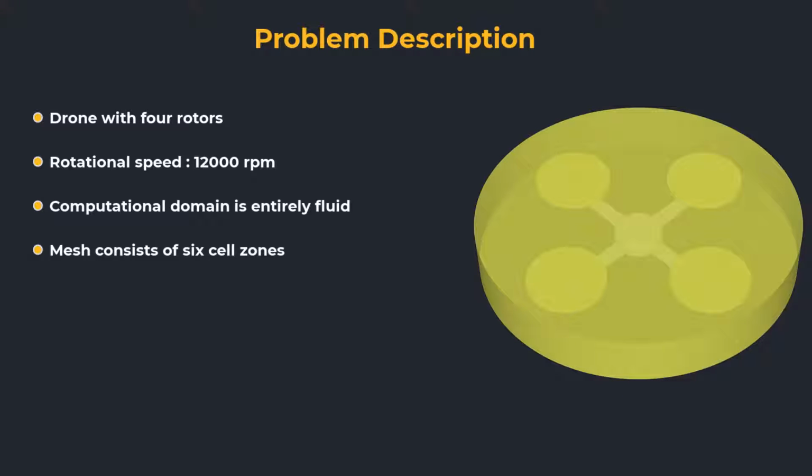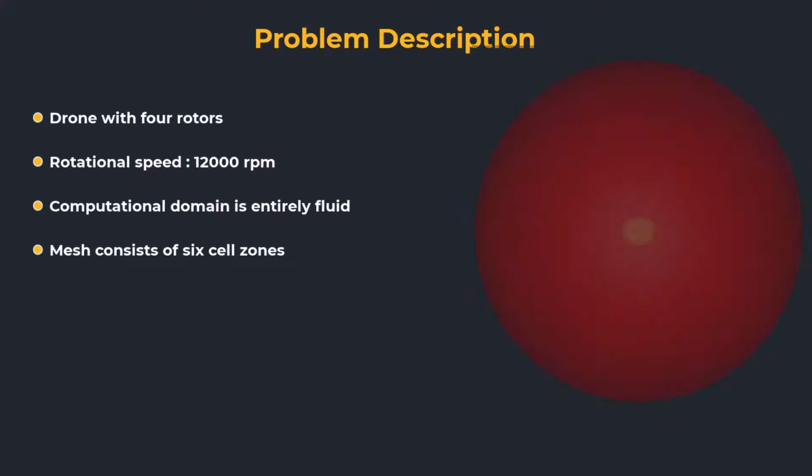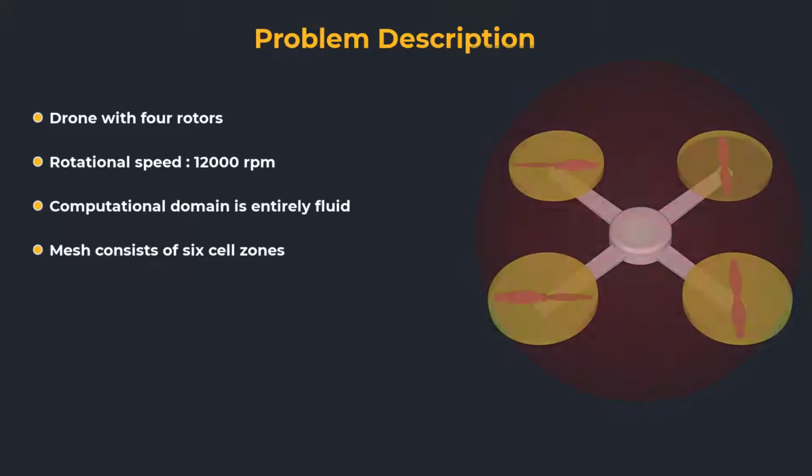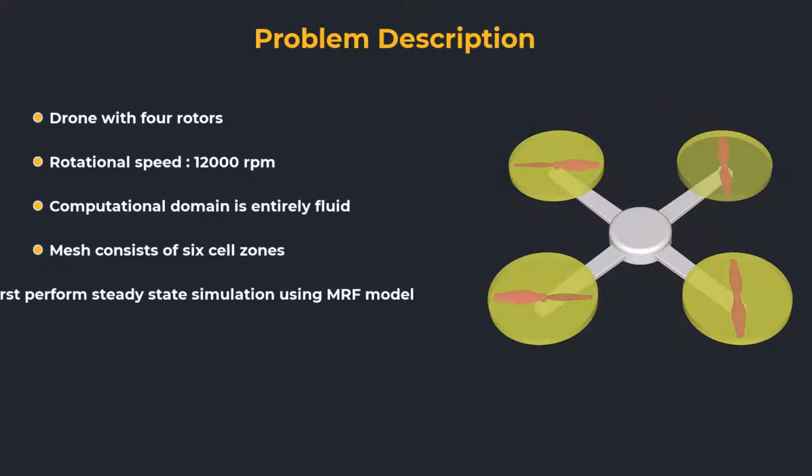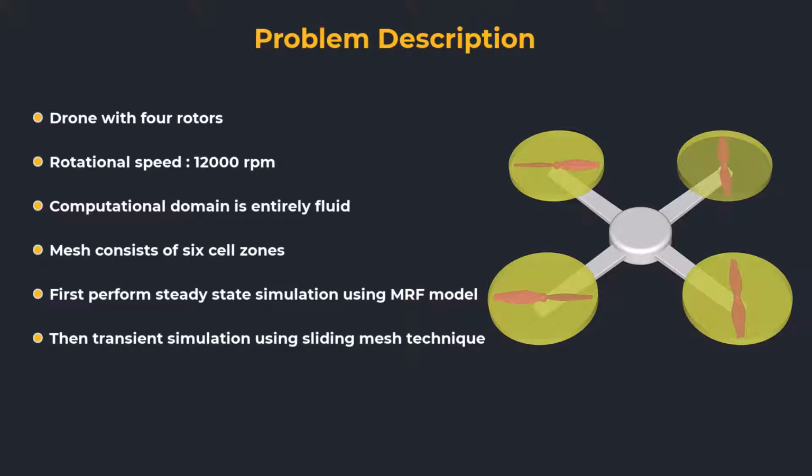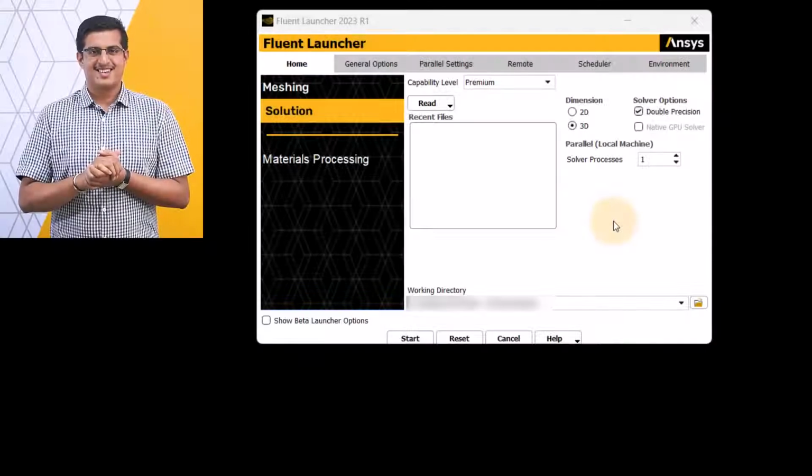The next zone is the near field which surrounds the entire drone. Finally, there is the environment, which is a big spherical zone which represents the surrounding air. The cell zones are necessary to control mesh sizes and to accurately define the problem in Fluent. In this demo, we will first perform a steady-state simulation using multiple reference frame model followed by transient simulation using the sliding mesh technique.